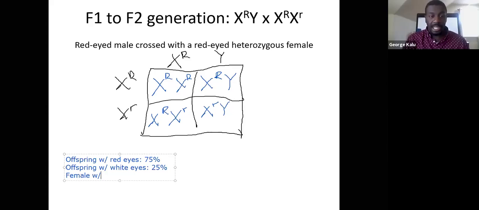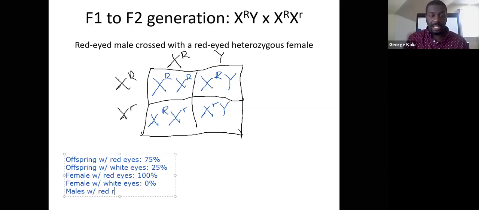Now, if we're looking at females, let's say we have a female offspring, what's the chance of having a female with red eyes? 100%, right? Because both of these two are going to have the dominant red eye allele. Beautiful. And as a result, how many females would end up with white eyes? 0. Right. Perfect.